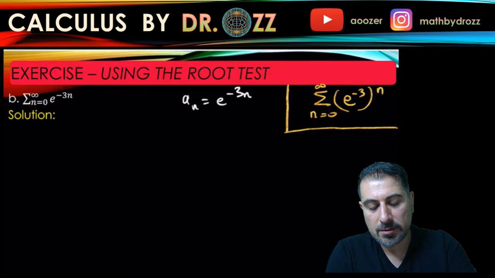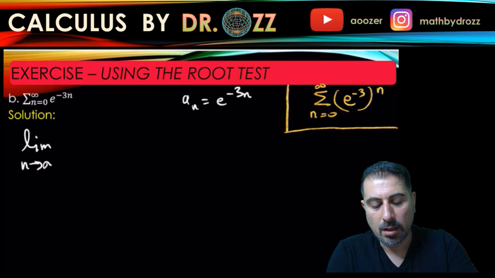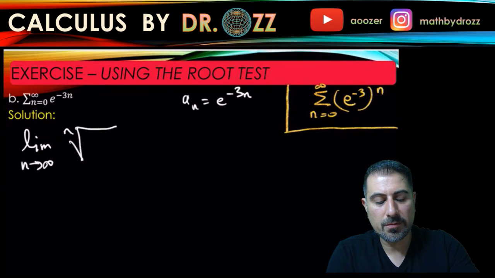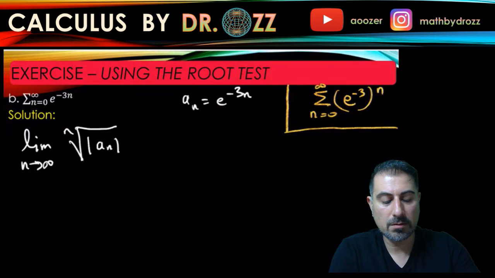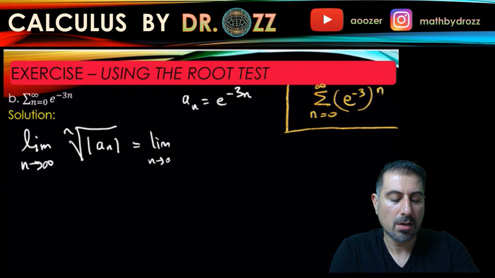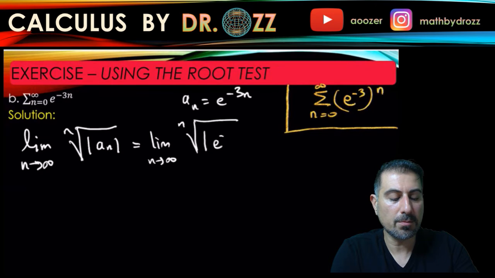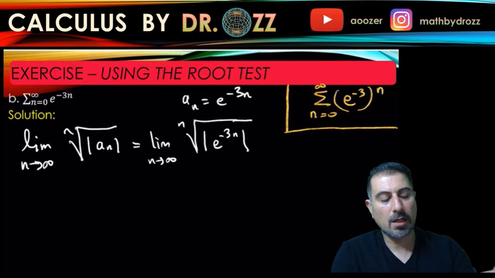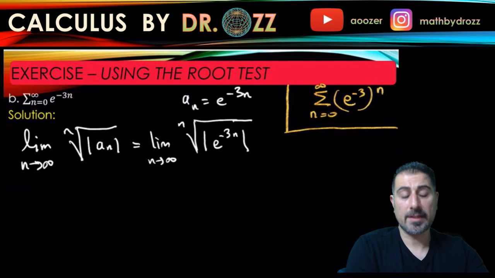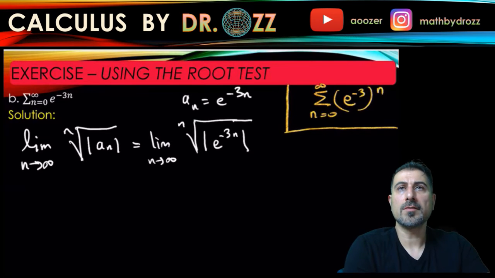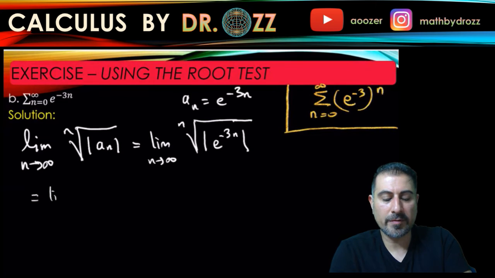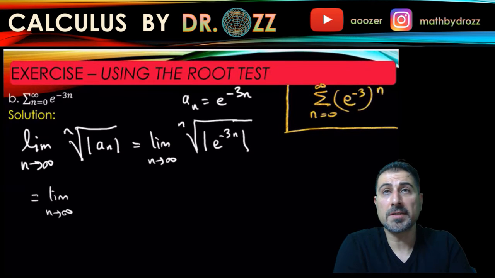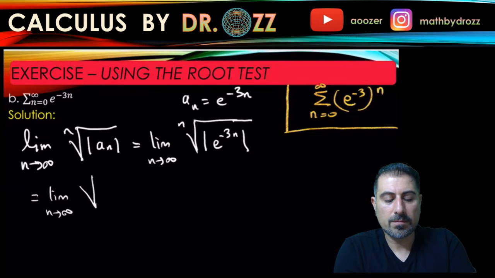All I'm going to look at, let's just do everything in one shot, is the nth root of the absolute value of a_n. Okay, let's do it. So the nth root of the absolute value of e to the minus 3n. Well, the good news is that exponential functions just take positive values, so we don't need the absolute value sign because it never becomes negative, right?